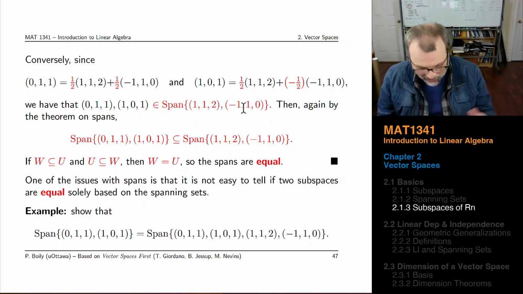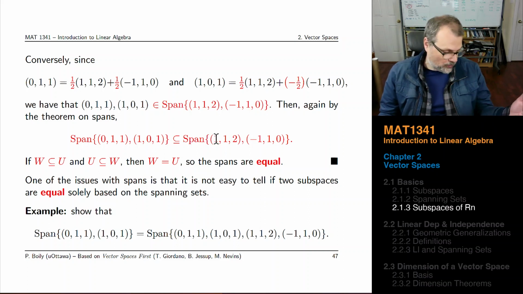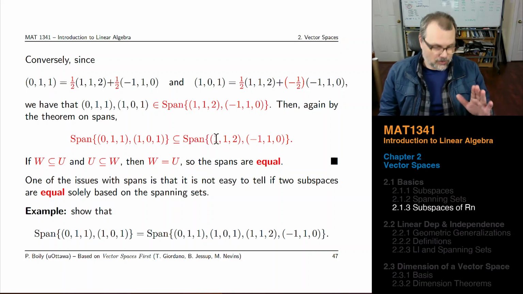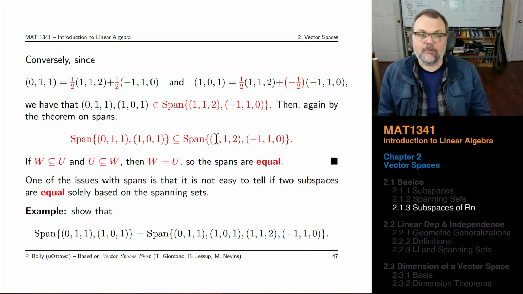And again, by the big theorem on spans, that means that the span of the first spanning set is contained in the span of the second spanning set. And we're in this situation where W is contained in U is contained in W, and so W and U have to be the same spaces.